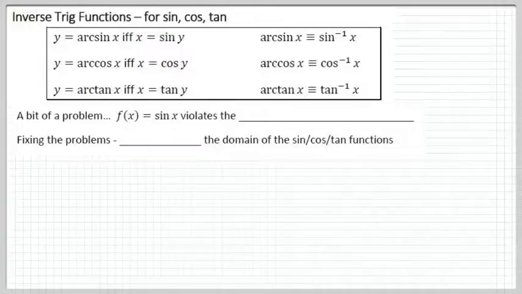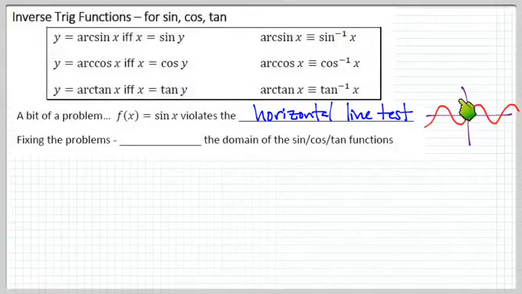Okay, so we do have a bit of a problem though. The function f of x equals sine x looks like this, and it fails the horizontal line test. If we were to draw a horizontal line across this, it would pass through an infinite number of points. These are all solutions to y being at a certain height. Say this is 1/2. We have all these different solutions, and that's too many. We really don't want all of that.